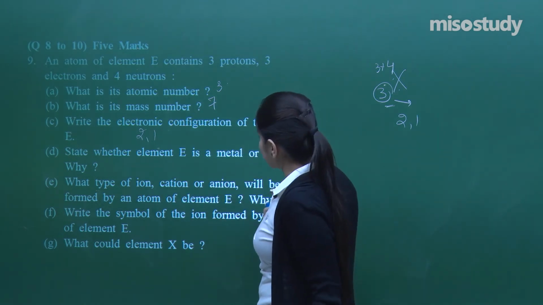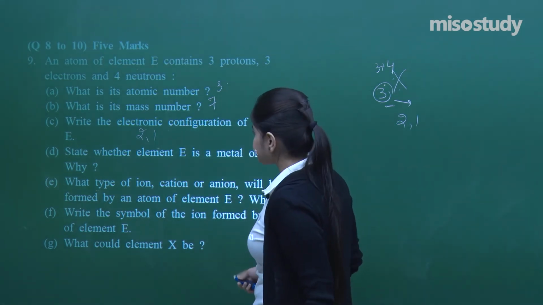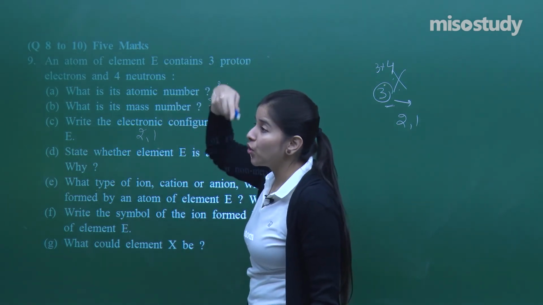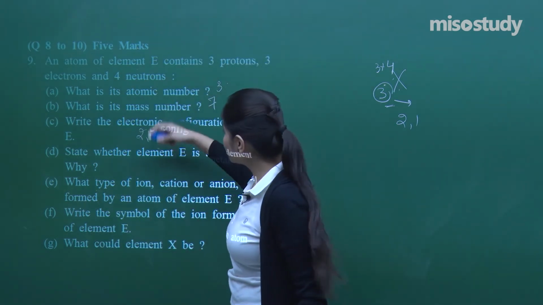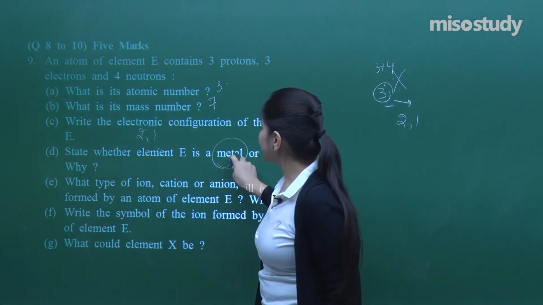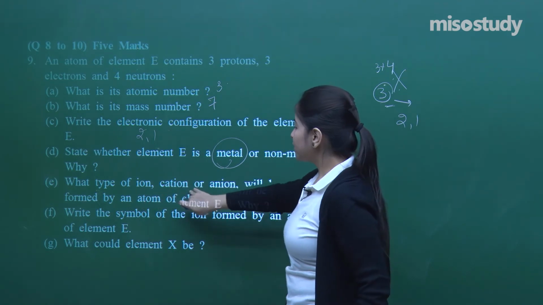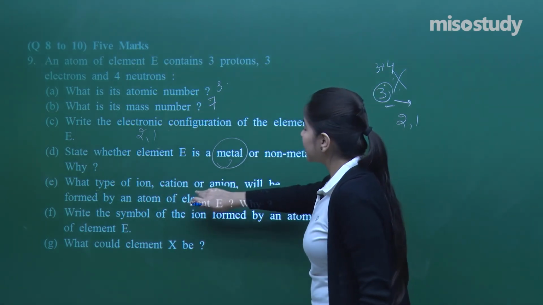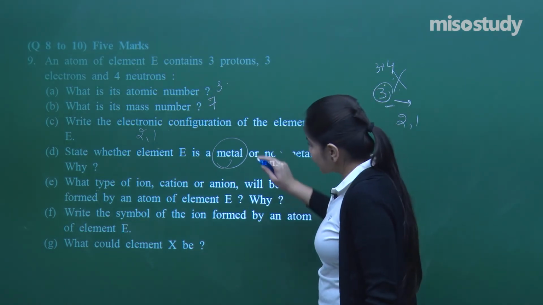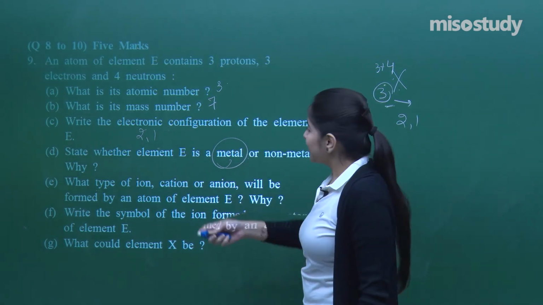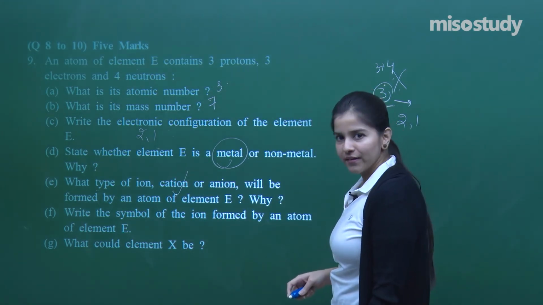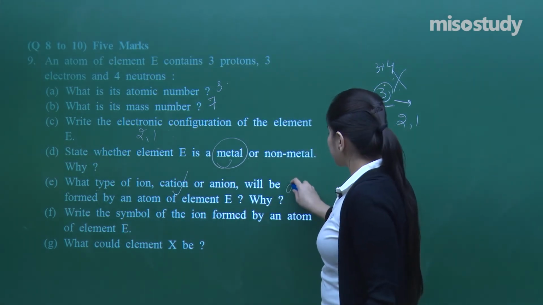State whether the element E is a non-metal or a metal. How can it complete its valency? Will it accept 7 electrons or just lose 1 electron? Losing 1 electron, that means a metal can do that. So it is going to be a metal. What type of ion, cation or anion, will be formed by an atom of the element E, and why? Since this is a metal, it will readily lose 1 electron to form a cation, and will complete its duplet.